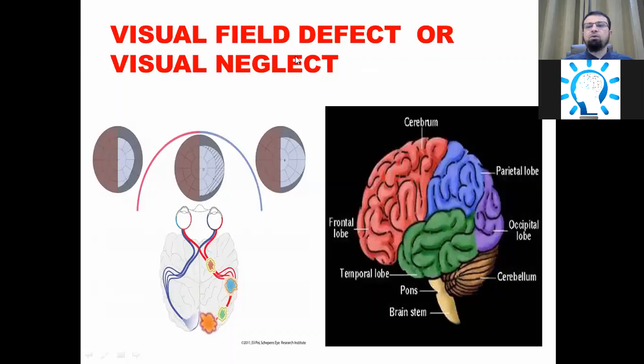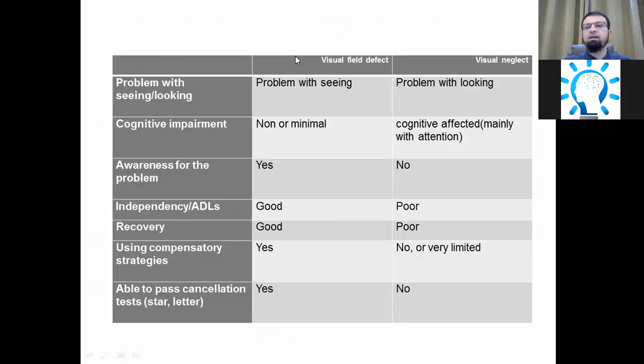Now, how will I know whether this patient is having a visual field problem or visual neglect? How can I identify the problem? Here is the answer. A patient with a visual field defect has a problem with seeing. They cannot see. They have blindness on the left side, or on the right side. We will talk about the left now. A patient with visual neglect only can see.